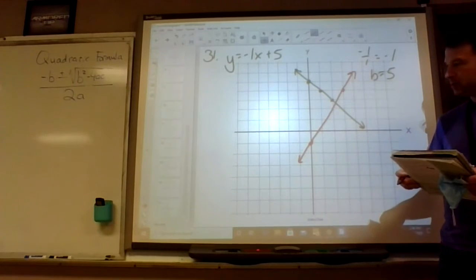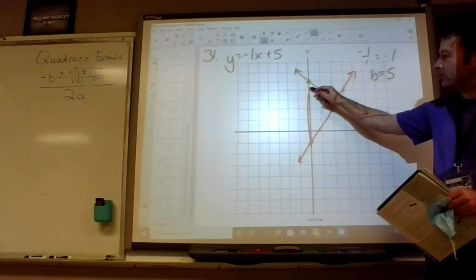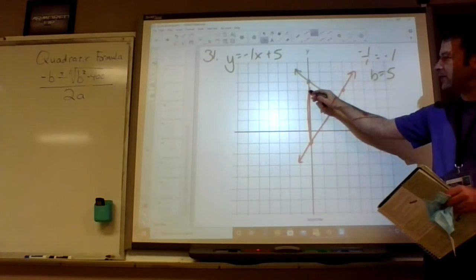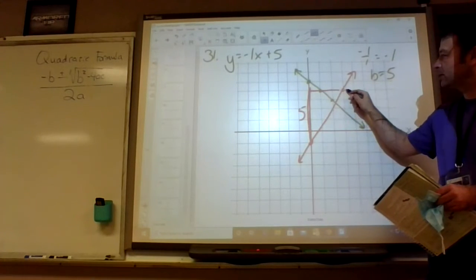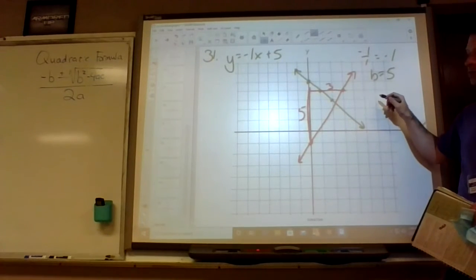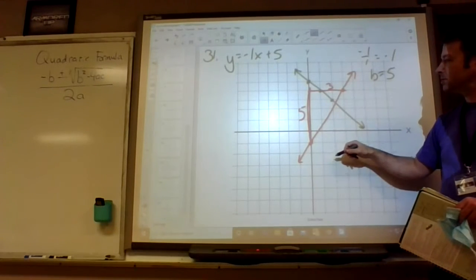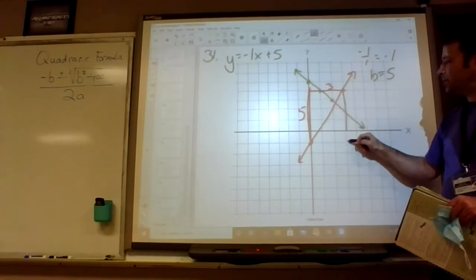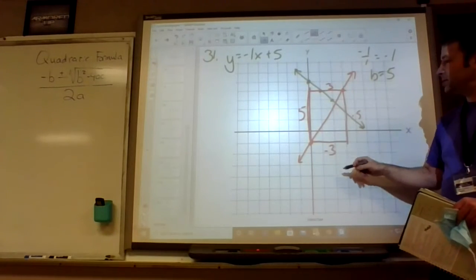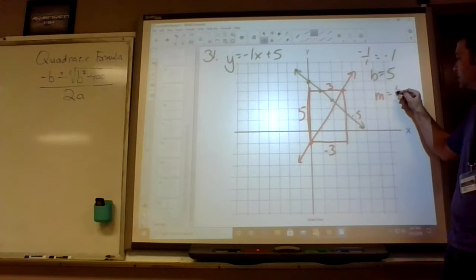What's the rise right there? 5. 1, 2, 3, 4, 5. What's the run? 3. I thought we were doing it this way. If you go the other way, the rise would be -5, and the run would be -3. So it's still 5 over 3. Anyway, slope is 5/3.